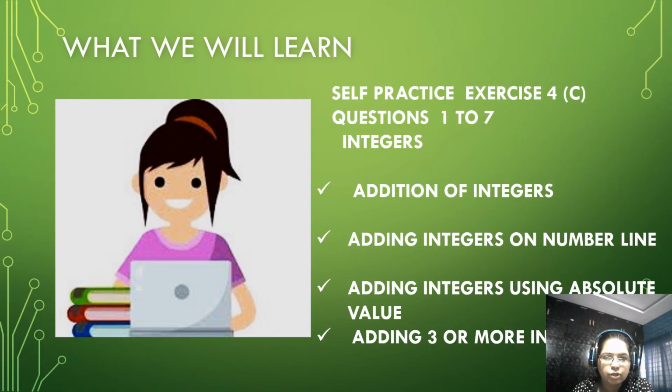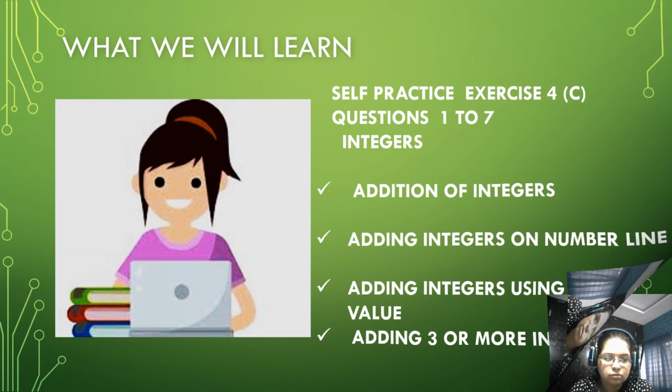What we will learn today? Today we will learn and solve self-practice exercise questions 4C, questions 1 to 7 of chapter Integers, and the topics are addition of integers, adding integers on a number line, adding integers using absolute values, and adding 3 or more integers. Let's solve some questions.